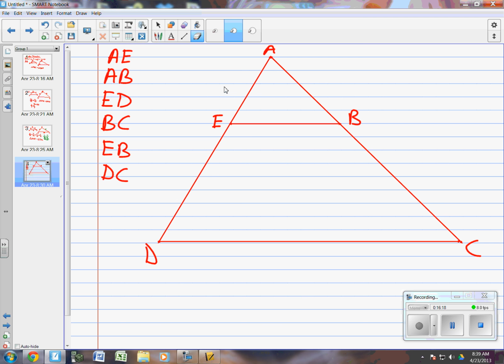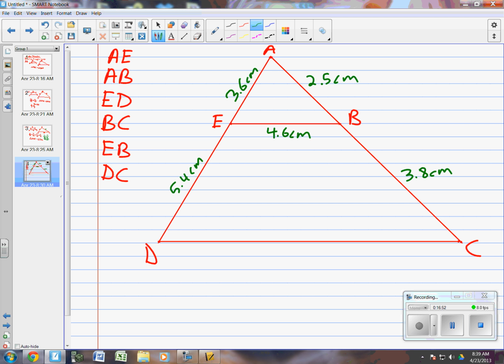Give me EA. 3.6 centimeters. Give me ED. 5.4 centimeters. Give me AB. 2.5 centimeters. And BC. 3.8 centimeters. And even hers isn't the same scale as mine. Give me EB. And DC. 11.2.